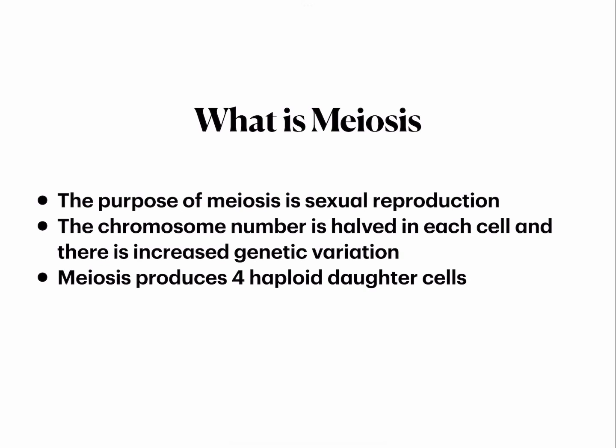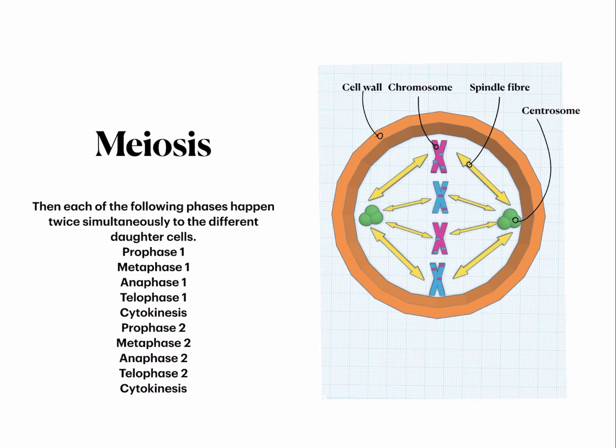What is meiosis? The purpose of meiosis is sexual reproduction. The chromosome number is halved in each cell, and there is increased genetic variation. Meiosis produces 4 haploid daughter cells.